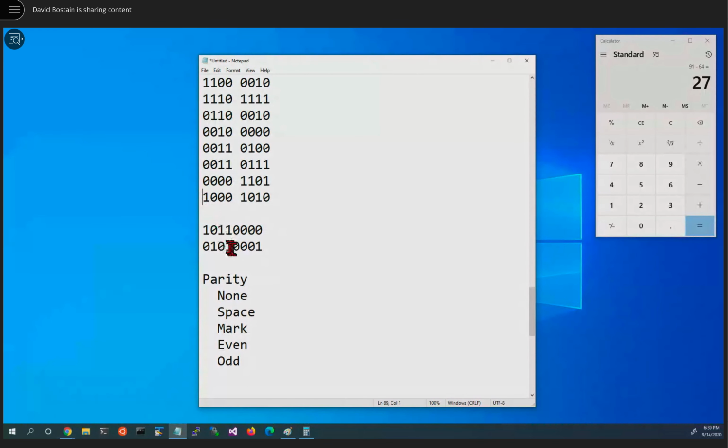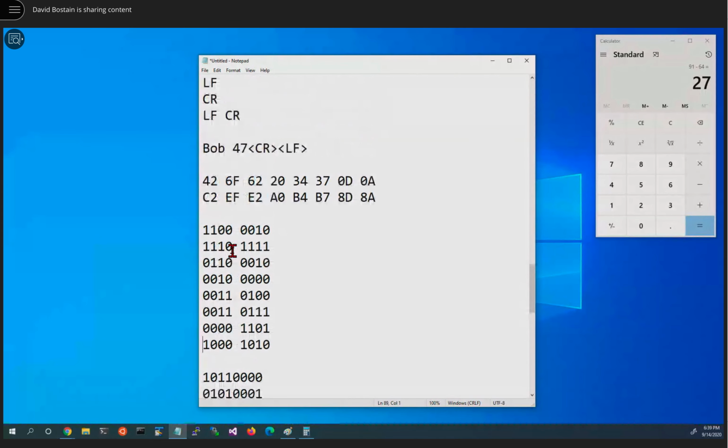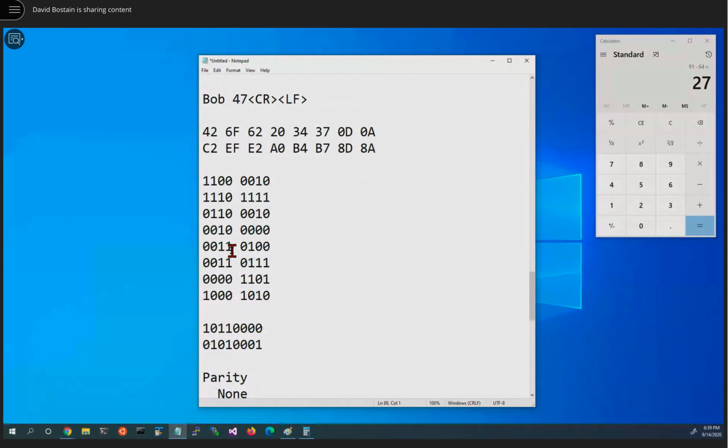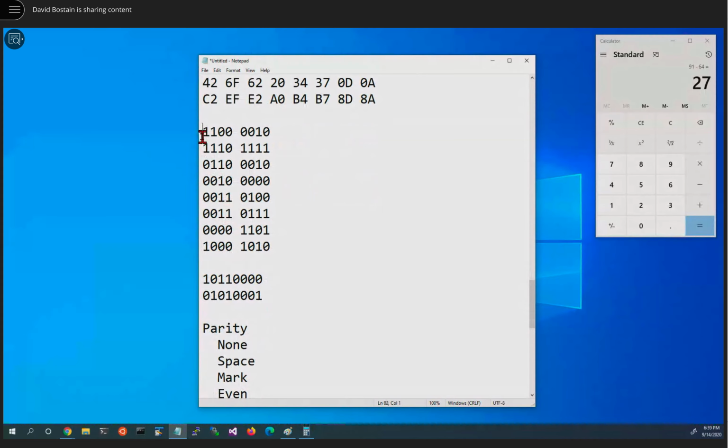So when we write them down, if somebody said to you, how do you do Bob with odd parity? Well, Bob is the first three characters here, with odd parity. So you'd say it was Charlie 2, Echo Fox 6, 2.